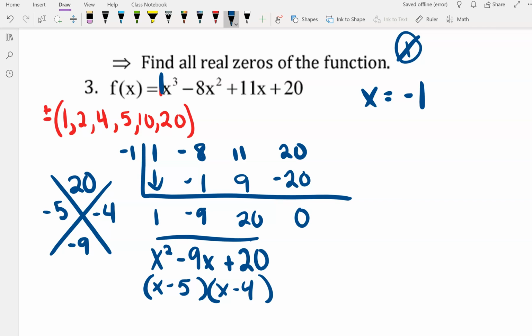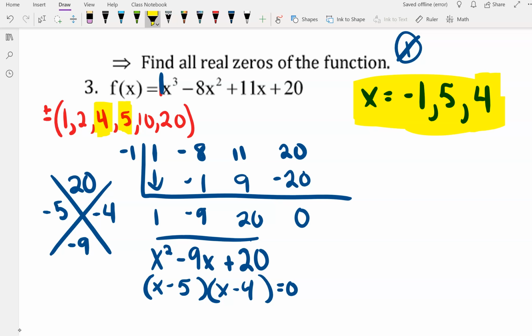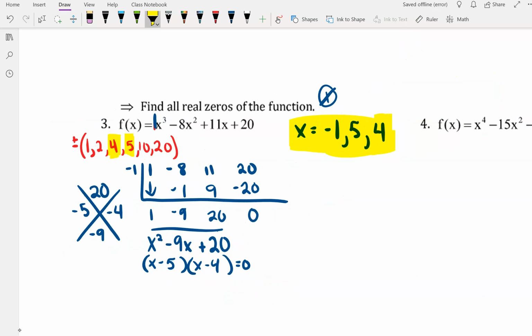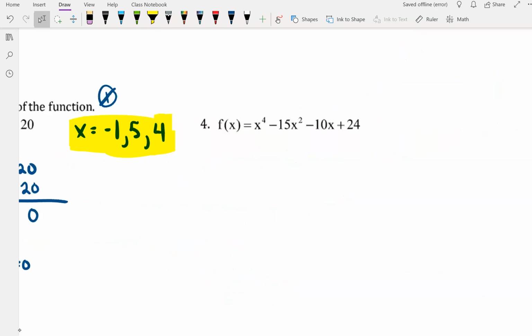And then I solve. I set each factor equal to 0. I end up getting that x equals 5 and 4 and the negative 1 that I already had. And you might notice 5 and 4 were also on my list of possible solutions, which they should be since they ended up being solutions. All right, so that is it for that one. Now we'll move on to the next one.